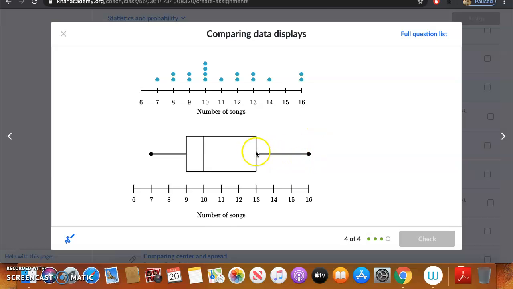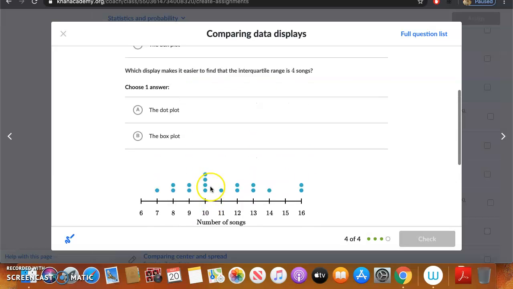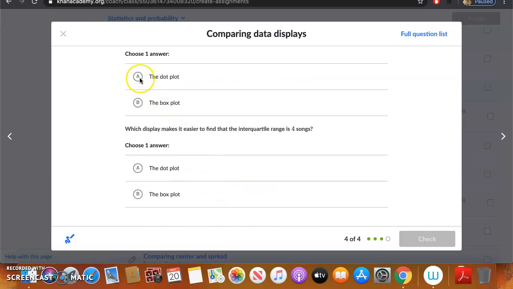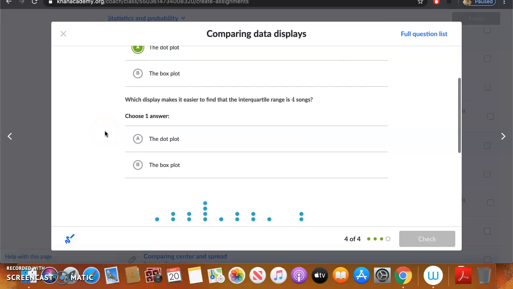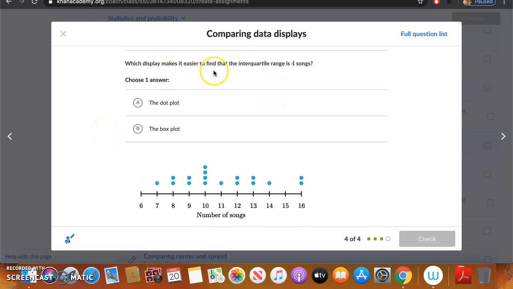Here, we don't know because 15 here is part of this whisker. So again, the dot plot is making it very clear. No albums with 15 songs. Which display makes it easier to find that the interquartile range is 4? As soon as you see the word interquartile, you're thinking box plot. Why? That is the advantage of a box plot. You could see quarters of data, right? Separated by whiskers and boxes. So again, here, this is the box plot. To find the interquartile range is 4 songs.